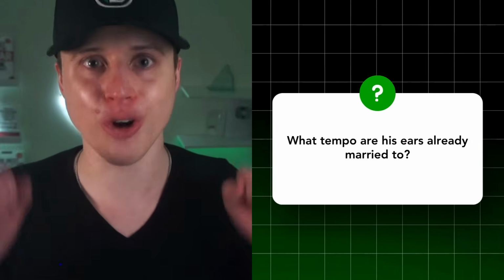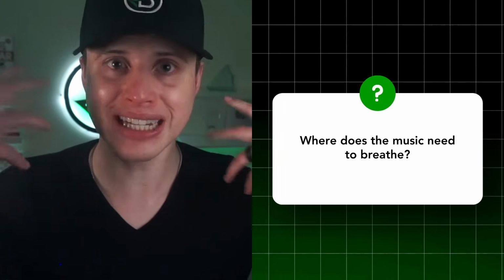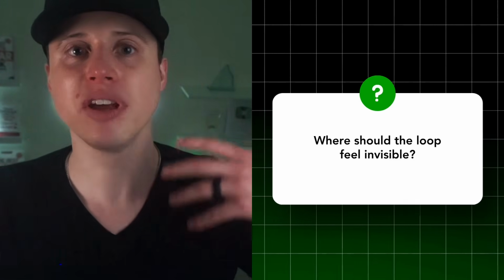Let's start with the loop, not with the melody. For this track, I started with a loop plan. The developer already had a placeholder royalty-free track in place in the game. He'd been hearing those royalty-free tracks on repeat for months. So instead of being original for the sake of it, I asked, all right, what tempo are his ears already married to? Where does his music need to breathe? Where should the loop feel invisible?